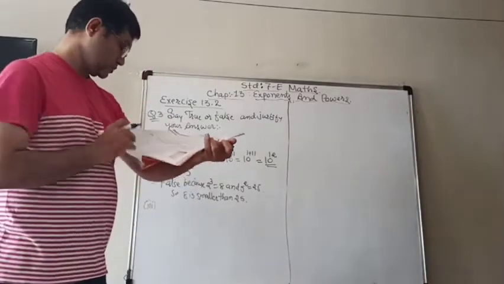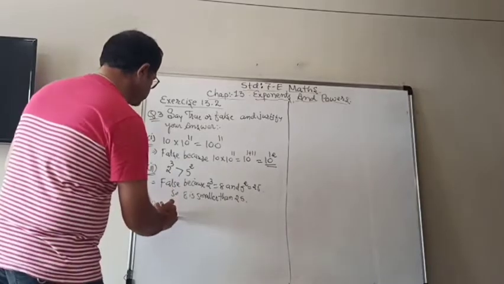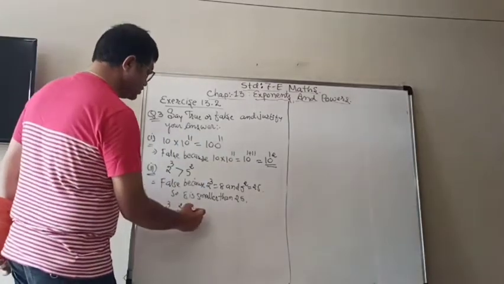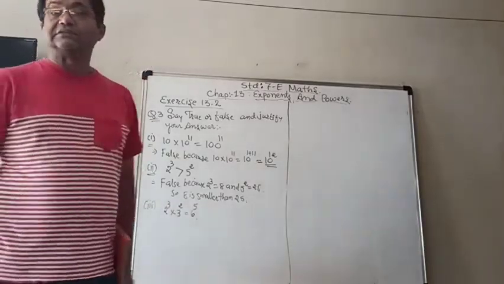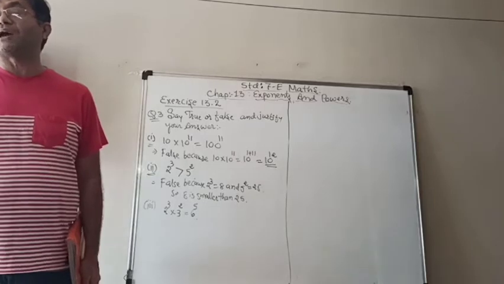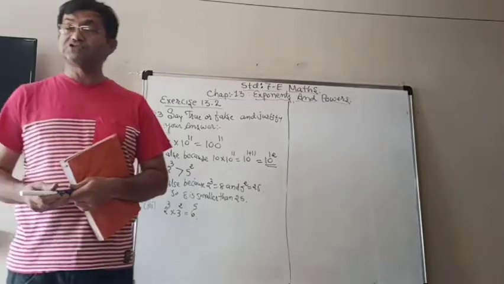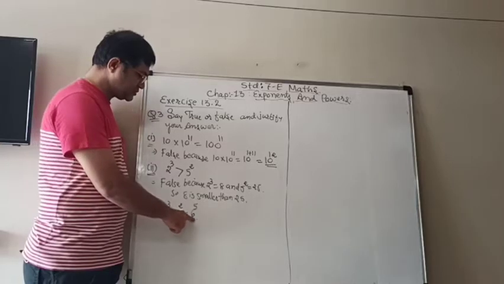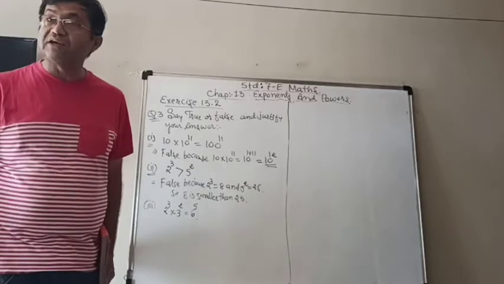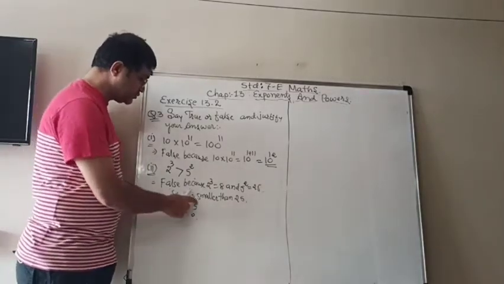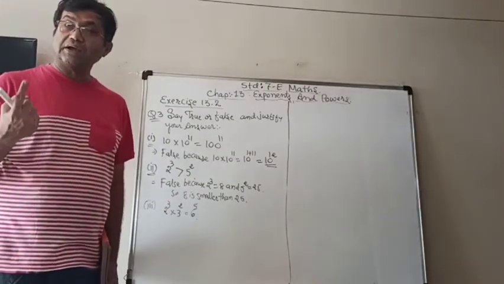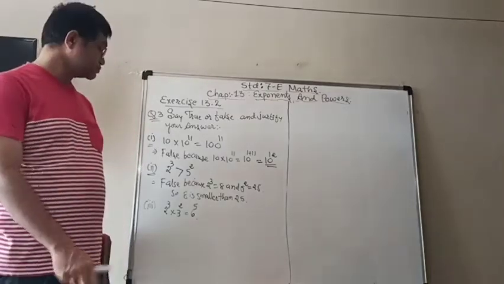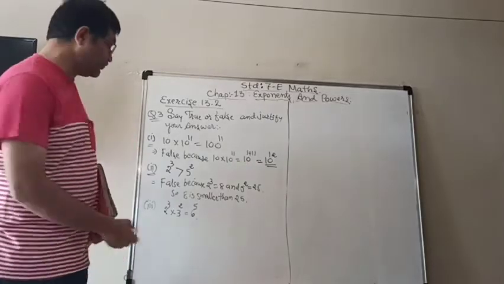Third one, 2 cubed multiplied by 3 squared is equal to 6 raised to 5. That is the most common mistake people make, students, sometimes clever students also. You see here, what do they do? Multiplication, so they will do 2 times 3 is 6. And the first rule said powers must be added when there is multiplication. So 3 plus 2 is 5. So it is true. But when the powers are not equal and bases are not equal, you can't do anything. So that is false.